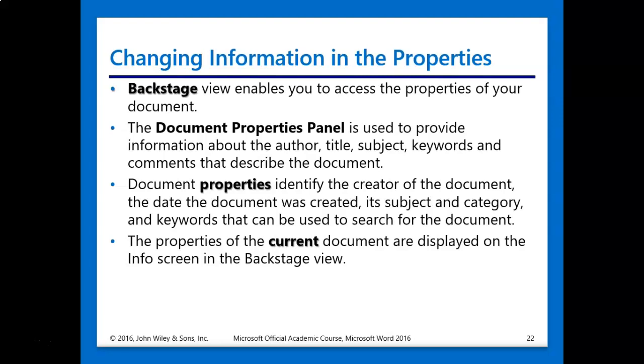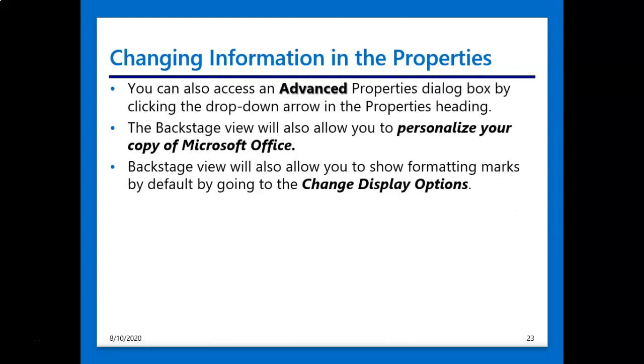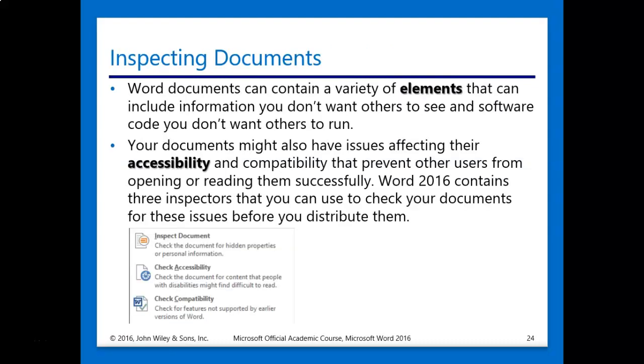The properties of the current document are displayed on the information screen in the Backstage view. You can also access an Advanced Properties dialog box by clicking the drop-down arrow in the Properties heading. The Backstage view will also allow you to personalize your copy of Microsoft Office. Backstage view will also allow you to show formatting marks by default by going to the Change Display options.